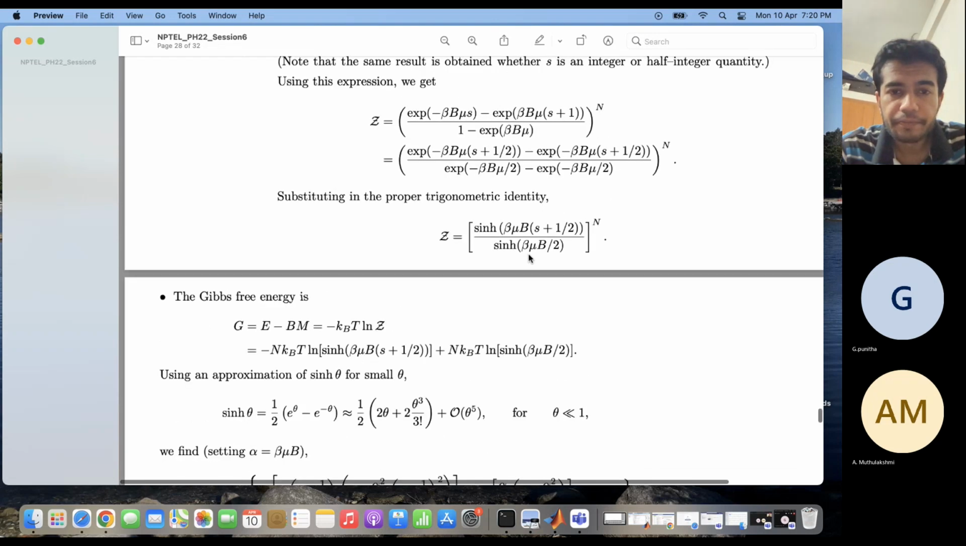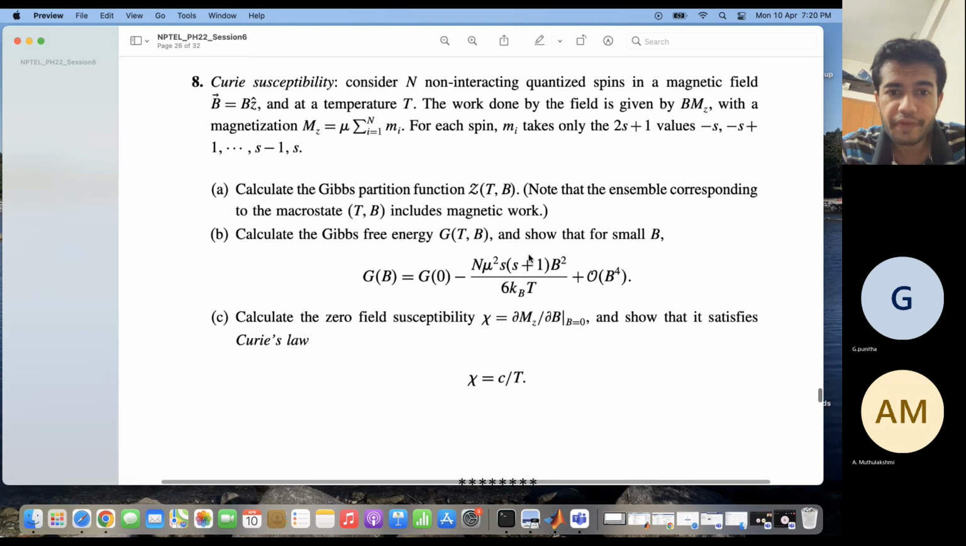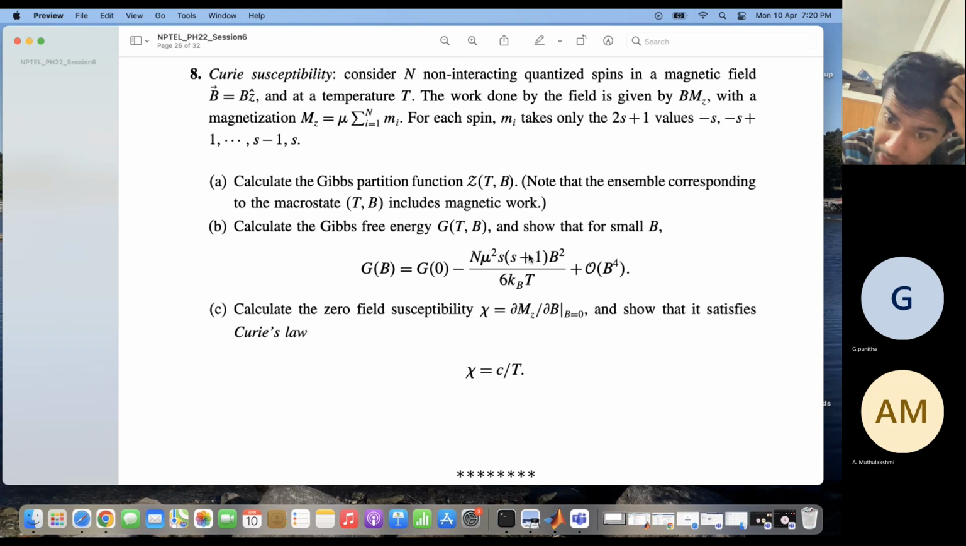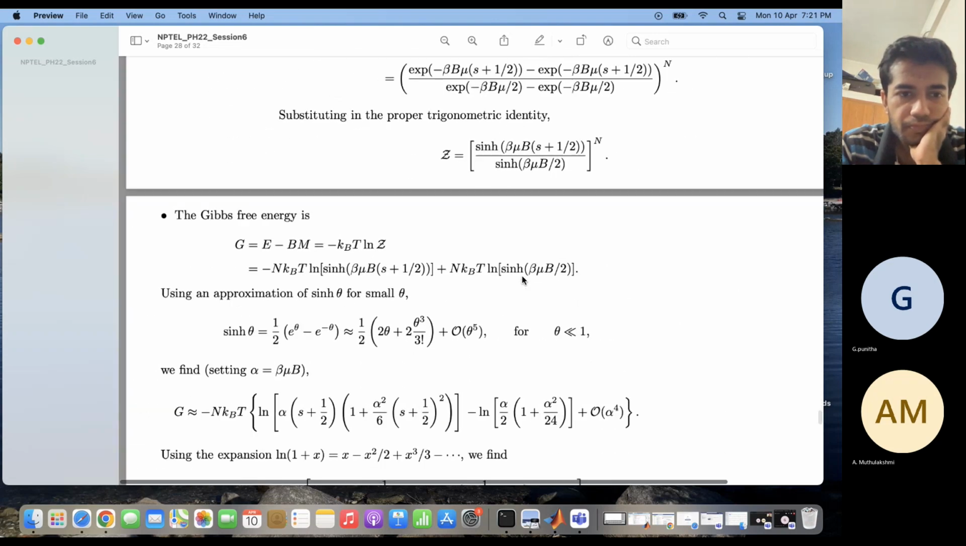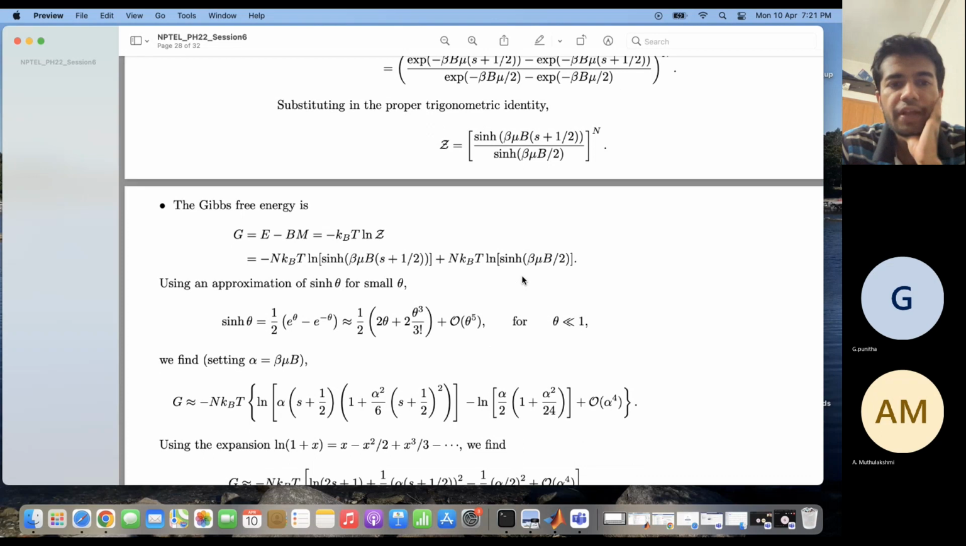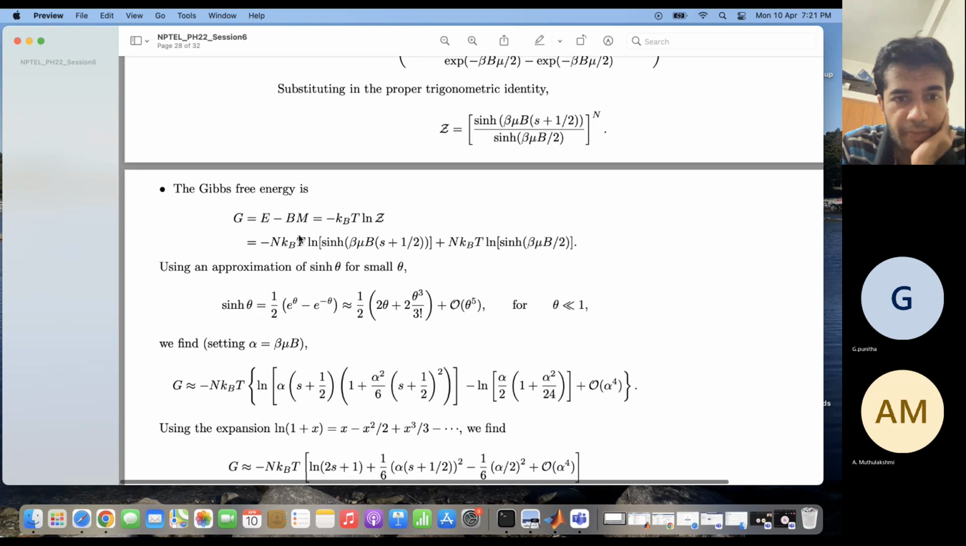So once we do that, we have obtained the classical partition function, the Gibbs partition function. Now from that, we have to calculate the Gibbs free energy and show that for small b, the Gibbs free energy has this particular form. The Gibbs free energy is given by E minus Bm, which is equal to minus kBT log Z. So I have Z over here, so minus kBT log Z becomes equal to minus n kBT into log of this quantity.